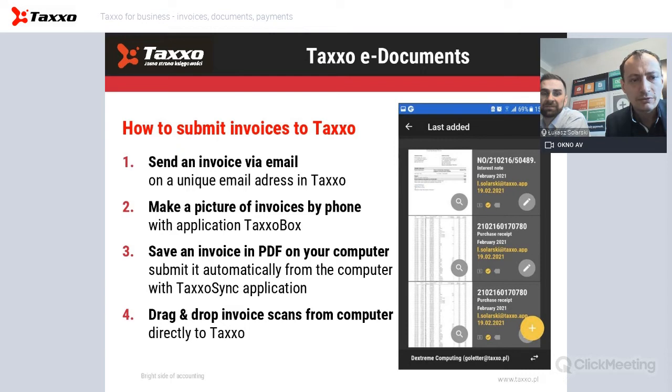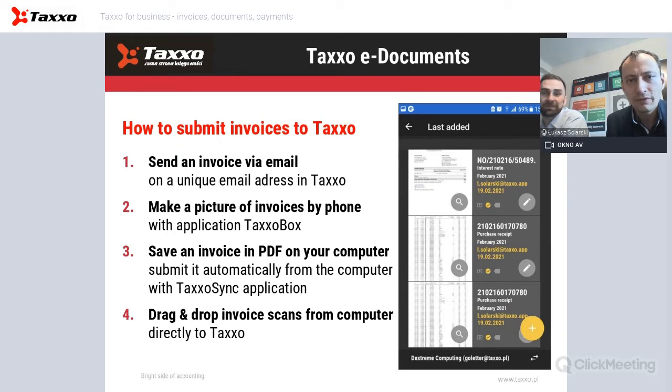The second way to do it is to take a picture of the invoice. So, for example, you go to a store, you receive a paper invoice, and you just take a photo with the application. There is also a screenshot of this application. You just need to download the Taxxo Box application, and it works for Android and also for iOS. So if you are a user of an iPhone or Samsung mobile, there's no problem to download the application. Of course, you can also download it for other mobiles.